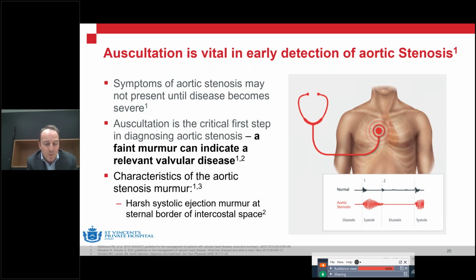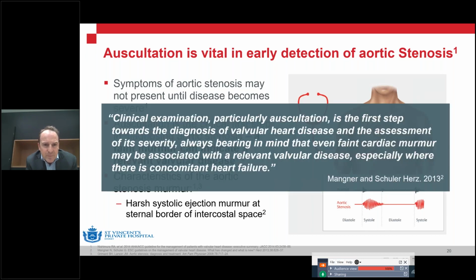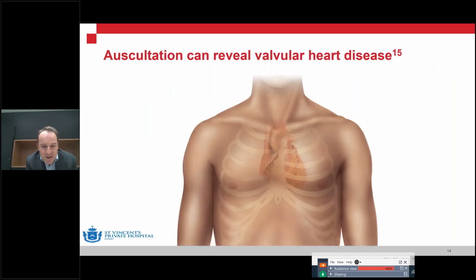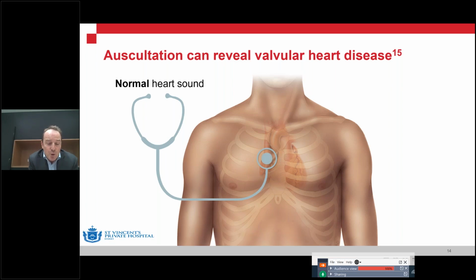a severe valvular problem. And an aortic stenosis murmur is normally, of course, a harsh ejection systolic murmur that's heard best over the aortic area, which may or may not radiate to the carotids. So if you turn up your sound for a moment, we've got some examples of what aortic stenosis should sound like. This is a normal heart sound.